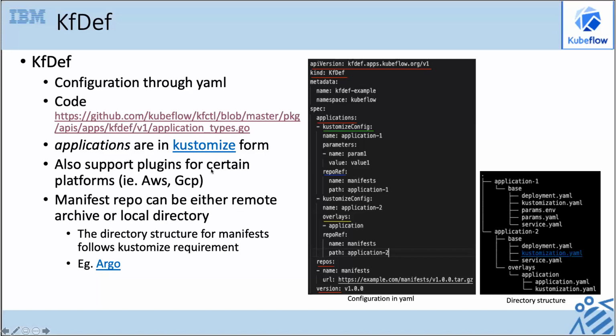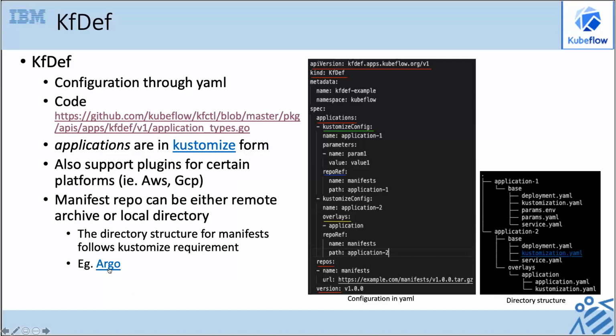And for certain platforms like AWS and GCP, there are also plugins. So under the applications, there are also plugins that you can specify for AWS or GCP. AWS, they can use to create a cluster, and GCP can also specify some of the credentials and so on. And the manifest repo, as I say, it can be remote, an archive, or a local directory.